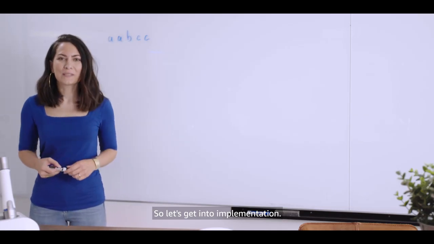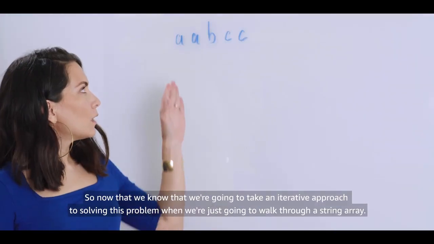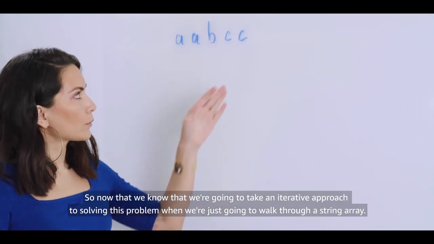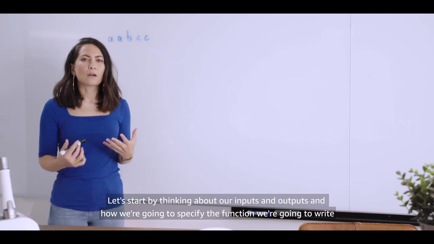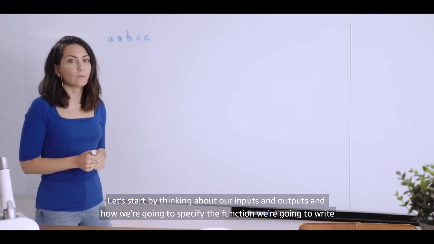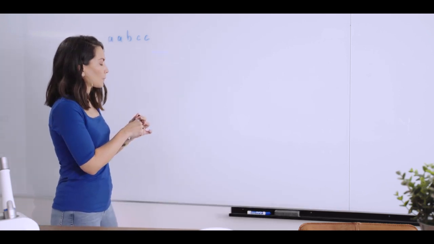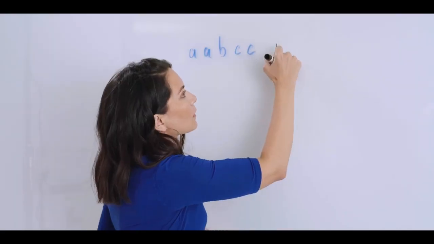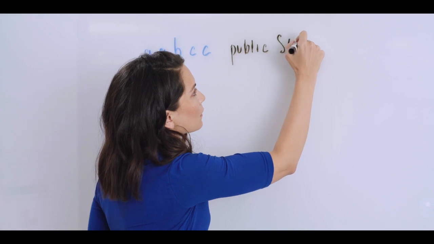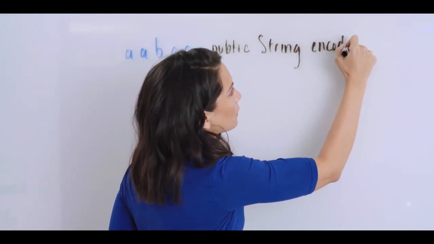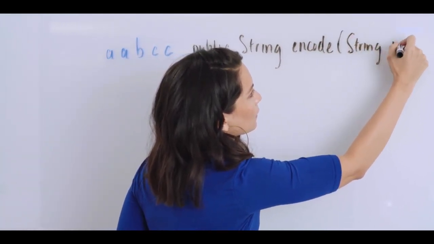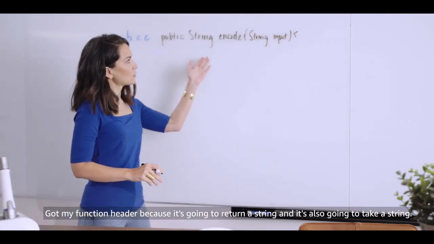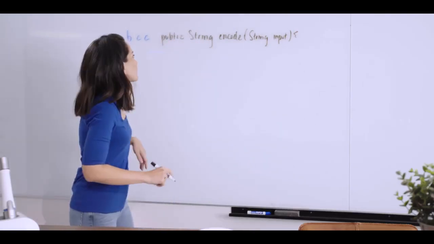So let's get into implementation. So now that we know that we're going to take an iterative approach to solving this problem, and we're just going to walk through a string array, let's start by thinking about our inputs and outputs and how we're going to specify the function we're going to write. Now, I'll just preface that I'm going to write this in Java. Got my function header because it's going to return a string and it's also going to take a string.